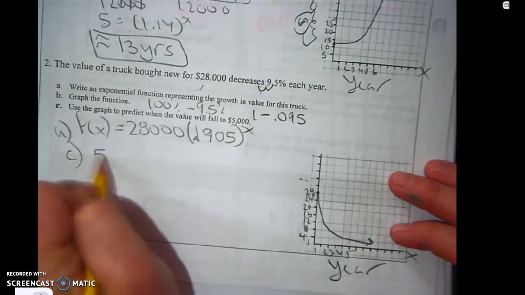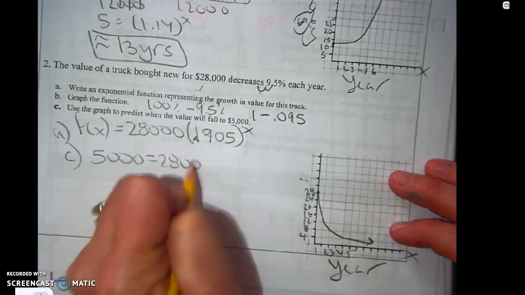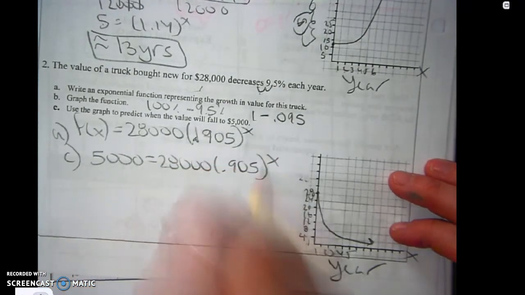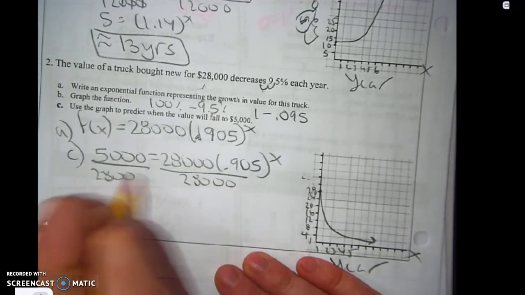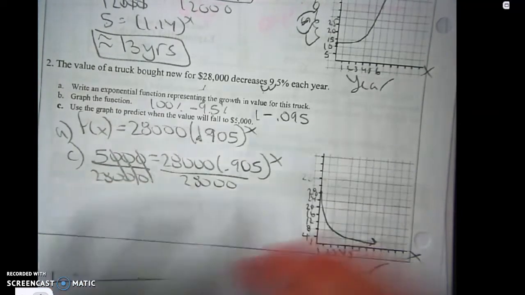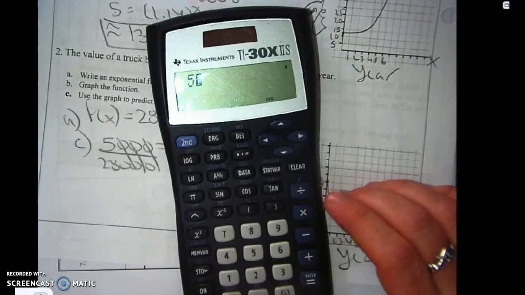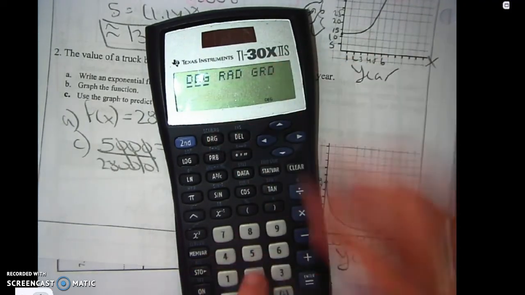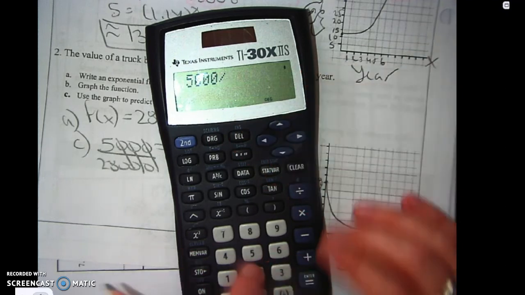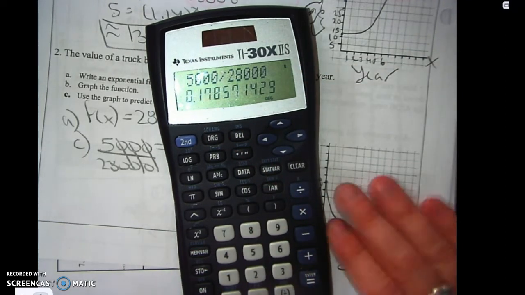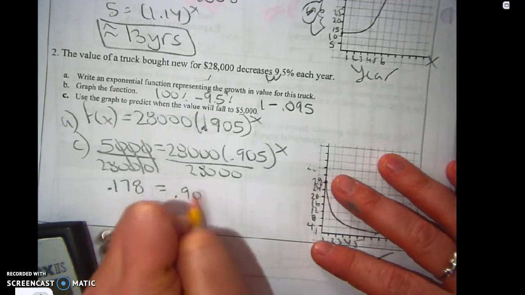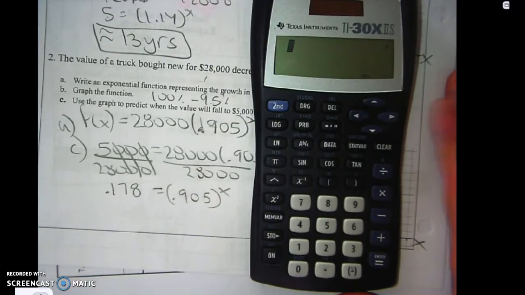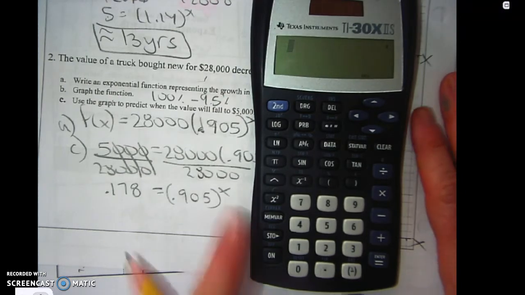Letter C, when is it going to be worth 5 grand? Solve, divide by 28 grand. Okay, so 5,000 divided by 28,000, I get a decimal, 0.17. For now, that's fine, okay? And then it equals 0.905 to the x. And now we're playing the guessing game. And you need to practice guessing this, okay? Don't just watch me and wait for me to get the answer. You need to practice it on your calculator so you know how to do it.